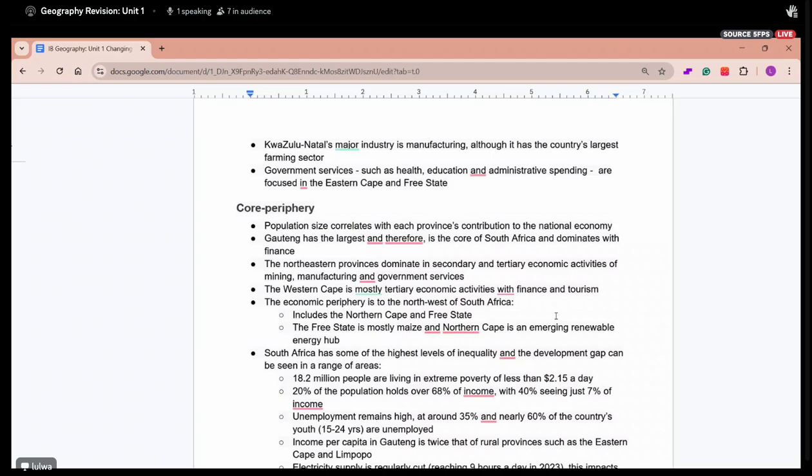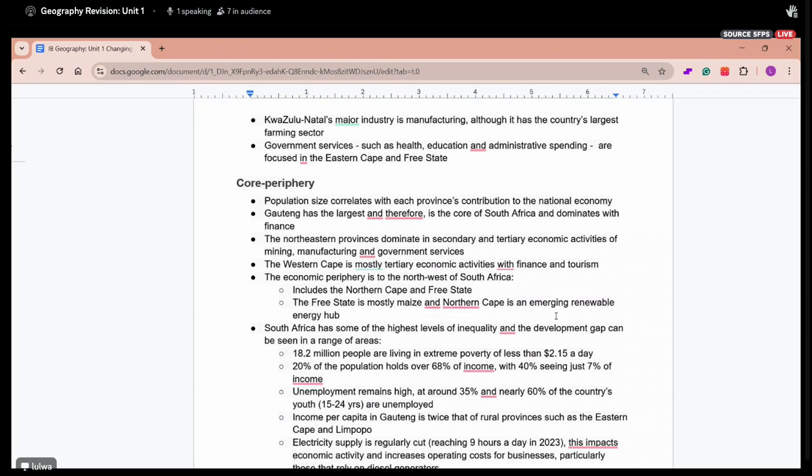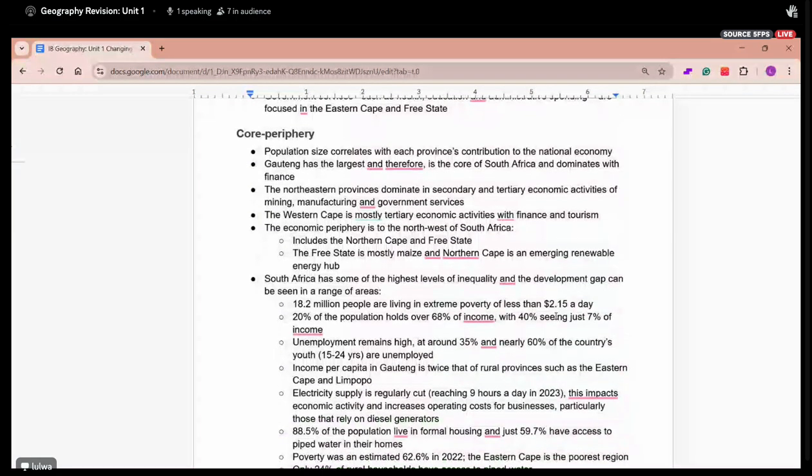And then for core periphery in South Africa, Gauteng has the largest population and is the core of South Africa and dominates with finance. And the economic periphery is to the northwest. So people migrate from the northwest of South Africa to Gauteng.